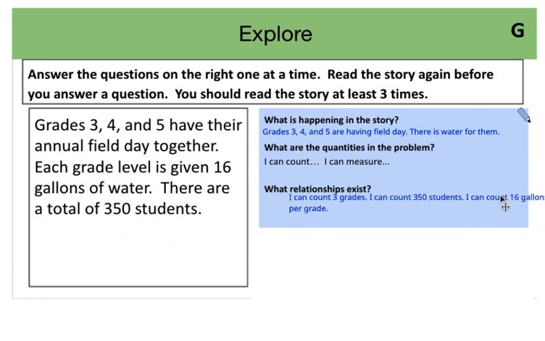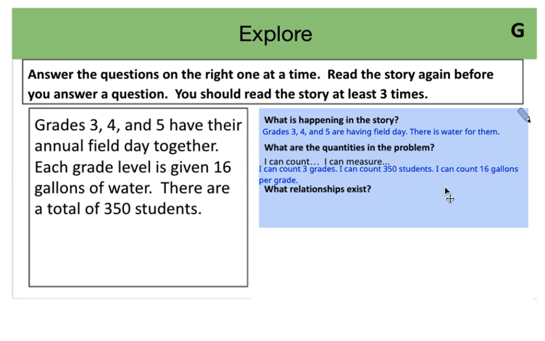So what were the quantities in this problem, right? We can count 3 grades, right? Grades 3, 4, and 5. We can count that there are a total of 350 students, and we can count that there are 16 gallons per grade. What relationships did you come up with? Did you see that each grade gets 16 gallons of water? Did you maybe remember from previous lessons that there are 4 quarts in a gallon, that there are 8 pints in a gallon, and there are 16 cups in a gallon? So thinking about our conversions for capacity.